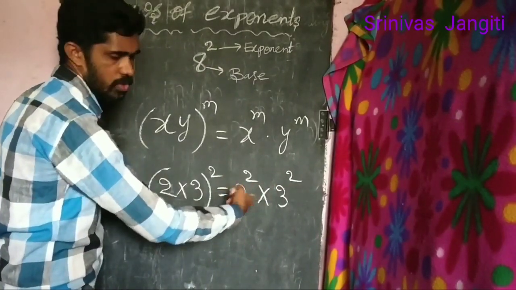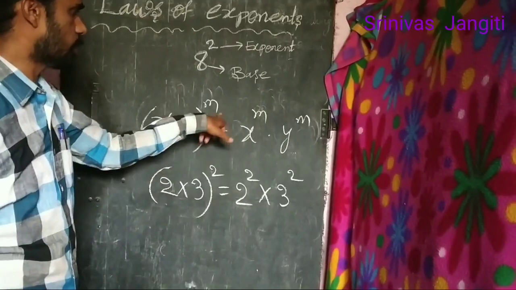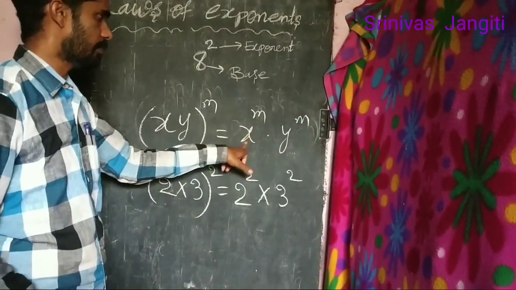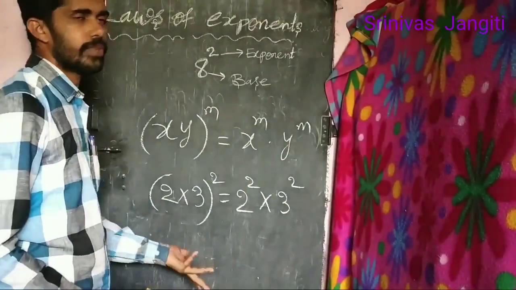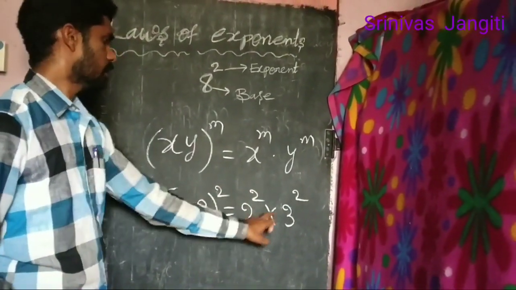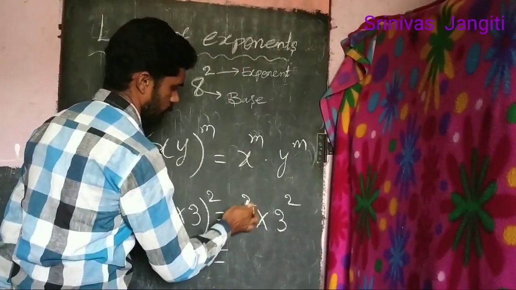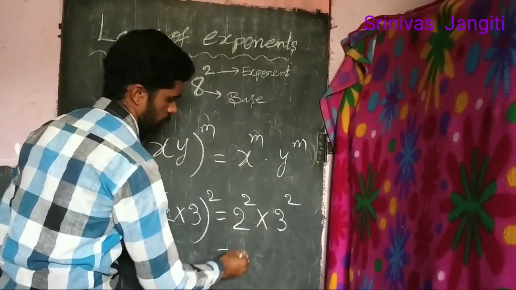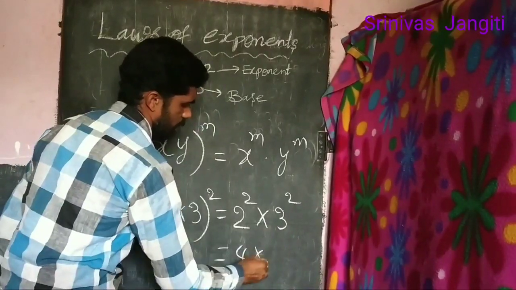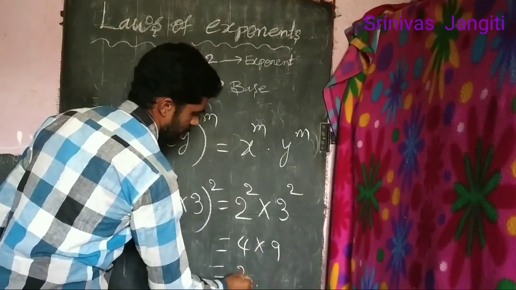Simple differences. So simple now. Nothing here. Just x y whole to the power of m is equal to x to the power of m into y to the power of m. Right? The same way, 2 square into 3 square. If you want to simplify, 2 square, which means what? 2 into 2, 4. Here 3 square, which means what? 3 3s are 9. Right? So 4 9s are 36.